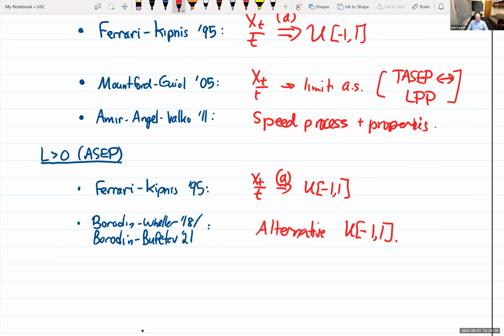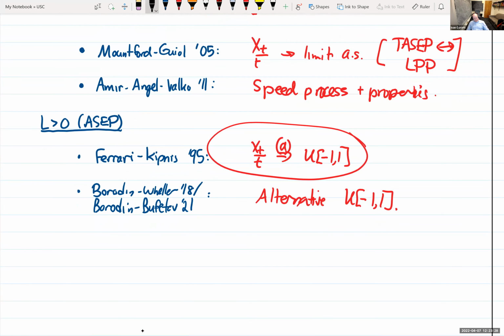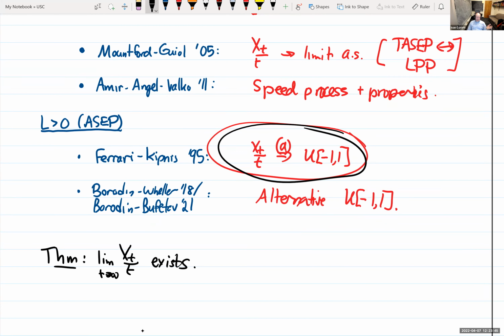But in light of the fact that Ferrari-Kipnis's work still applies, this implies that in order to prove our result, it suffices to show just that the limit exists. So the theorem that we really need to show is that this limit exists, right? Because we already know that the limit is converging in distribution to something. So if the limit exists almost surely, it will need to equal this in distribution. Okay, so the question is, how do we proceed in doing that?